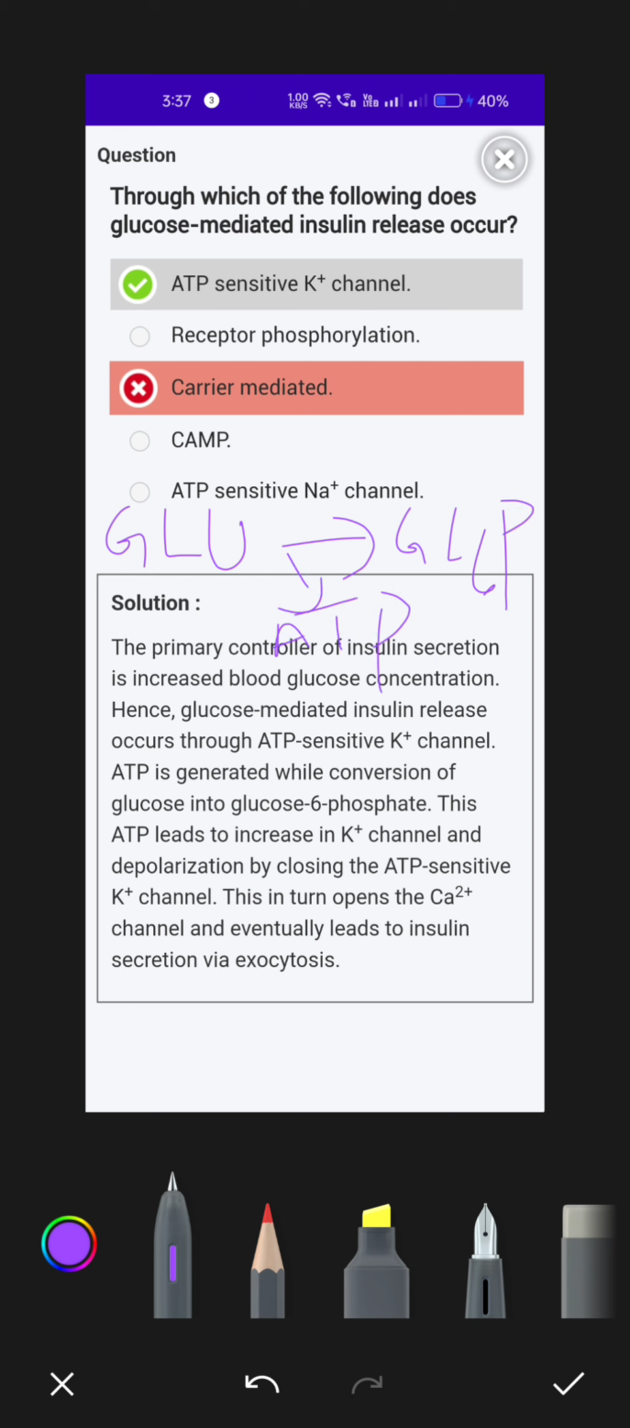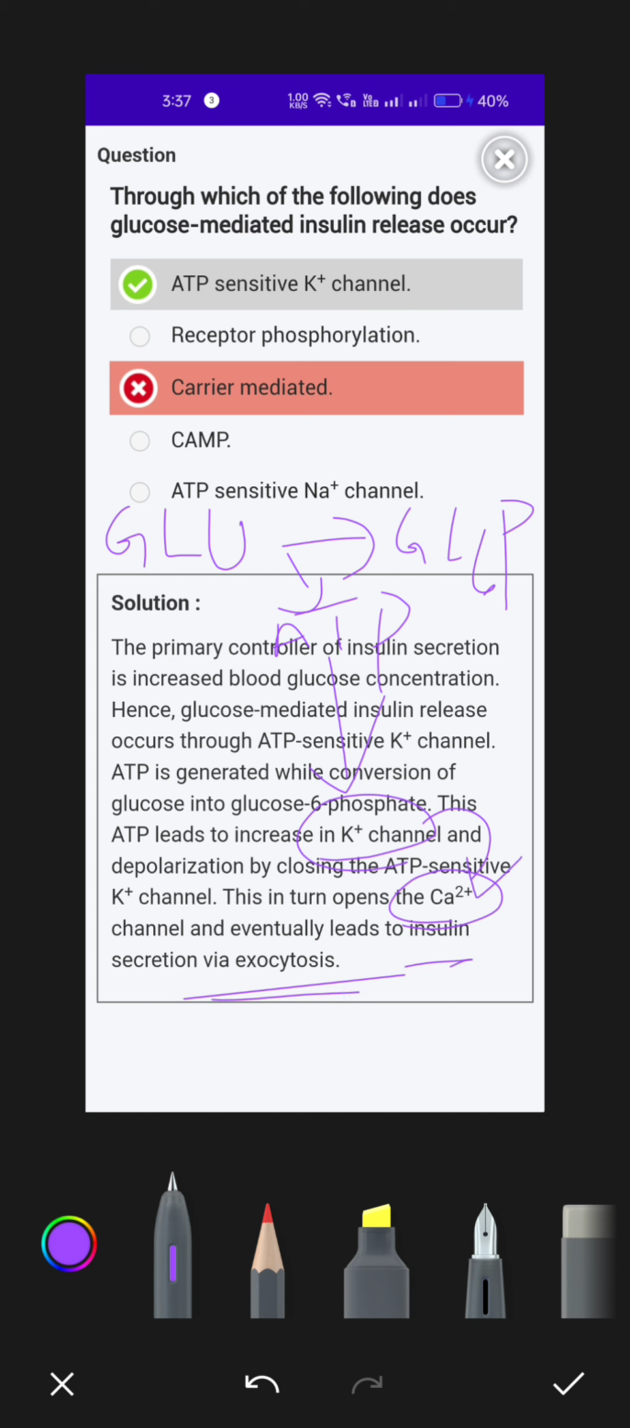This ATP in turn leads to depolarization by closing the ATP sensitive potassium channel. This in turn opens the calcium channel, eventually leading to insulin secretion via exocytosis. So glucose is converted to glucose 6 phosphate, resulting in ATP release. This ATP in turn closes the potassium channel, and this opens calcium, finally leading to the insulin release.